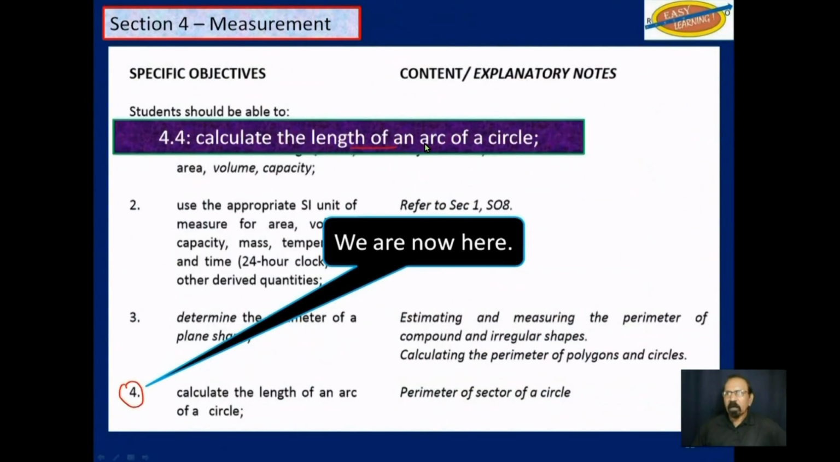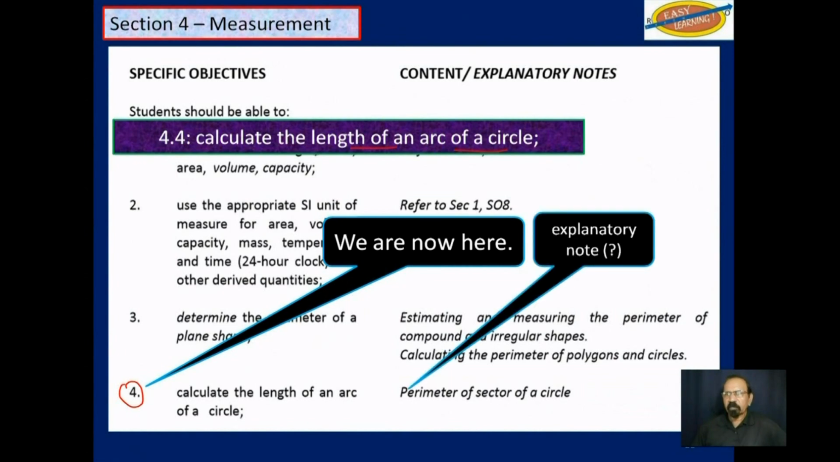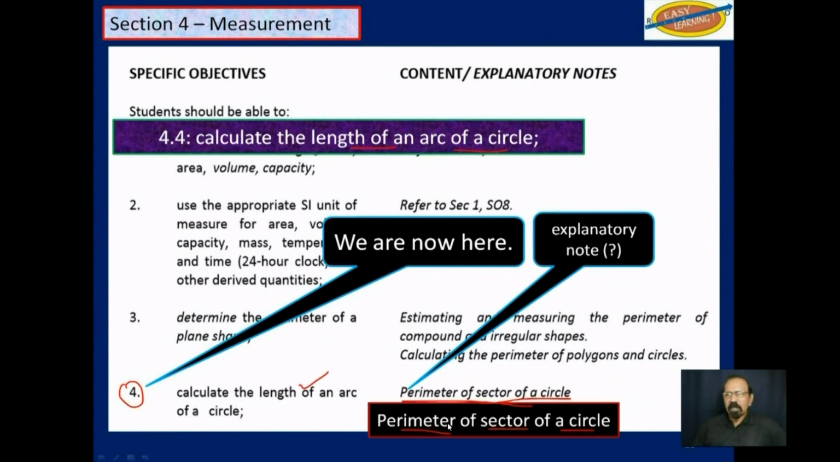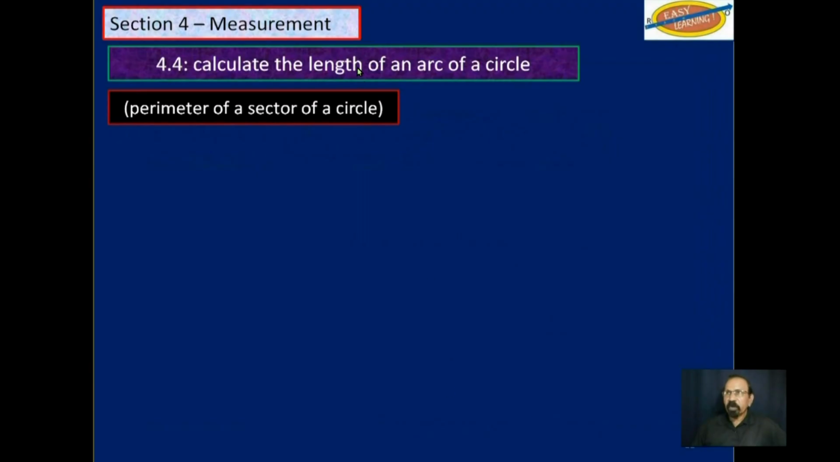Calculate the length of an arc of a circle. And this here is given as explanatory notes. Actually, it's not so much explaining, it's an addition to what is here. And that is perimeter of sector of a circle. So these are the 2 things we are going to do. We will find the length of an arc of a circle, and once we find that, we will then find the perimeter of a sector of a circle.